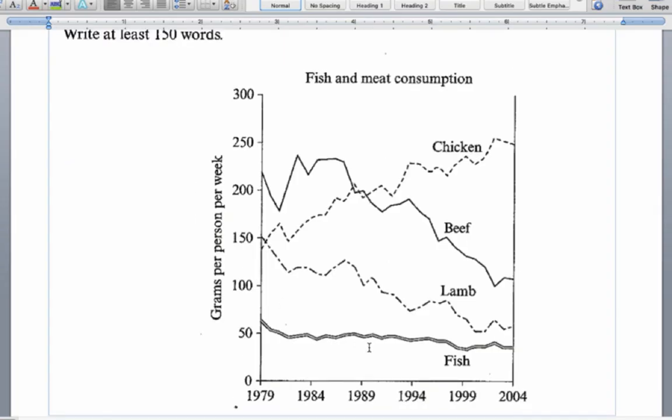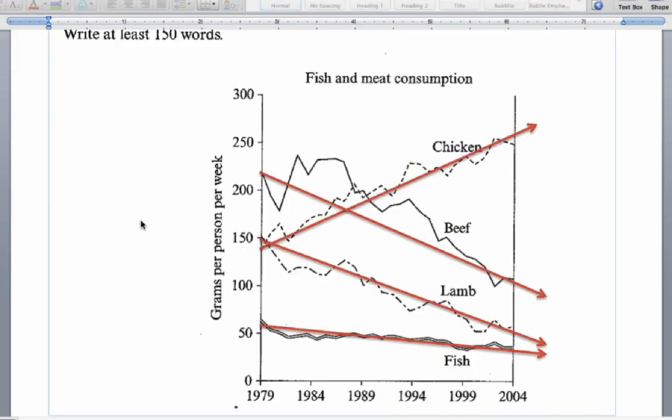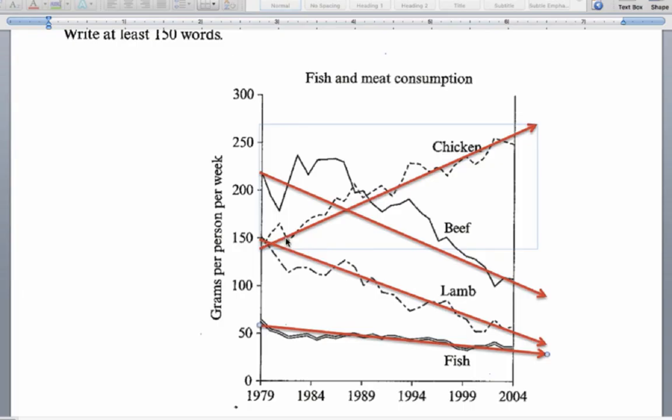It's nice if you get something like this in the test. Quite a basic one. With this kind of thing, I just want to show you how I would do it. I would lightly in your pencil just draw lines like this, and that kind of makes your overview clear. So what is the overview for this? 3 of them decreased and 1 of them increased. It's not always possible to do these lines, as we will see in other charts, but if you can do it, do it. It makes it very clear.